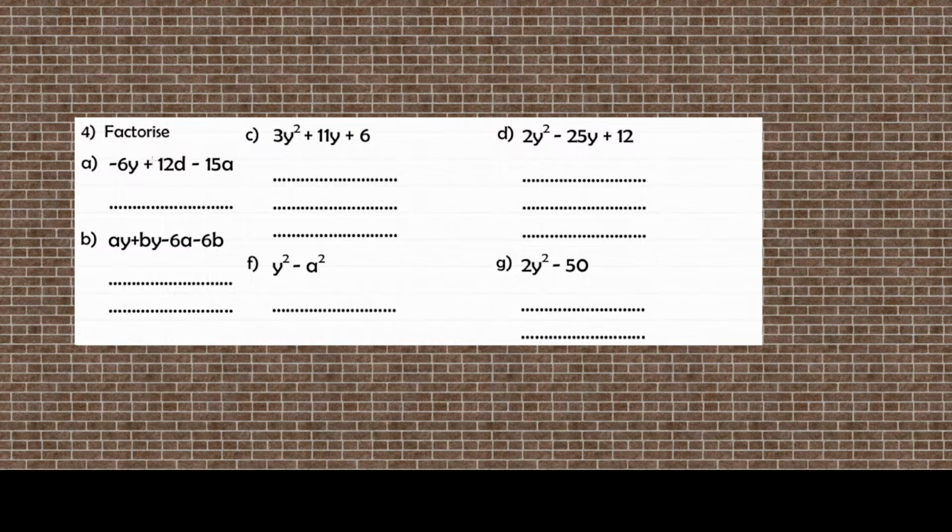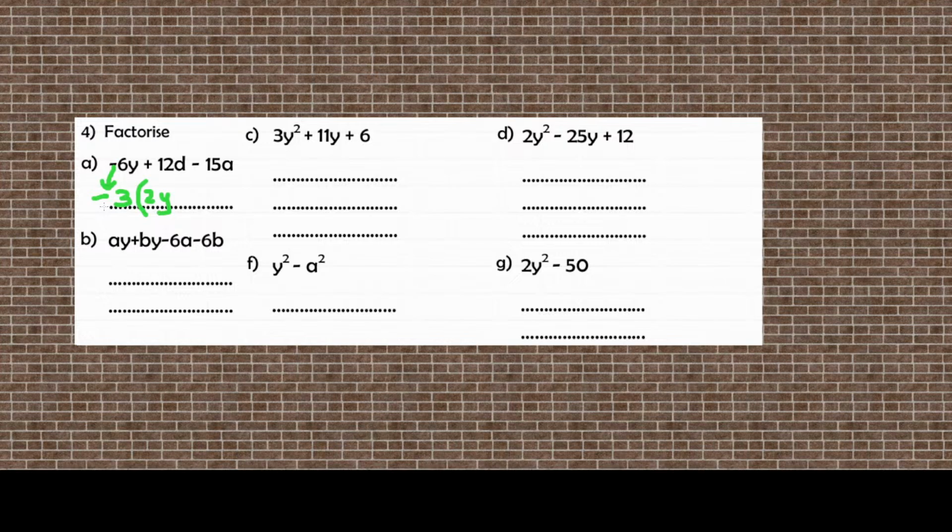Right, question number 4. You have been asked to factorize. Here there is a minus sign at the front, so let's put that minus. 6, 12, and 15. All three of those appear in the 3 times table. So minus 3 is the common factor.